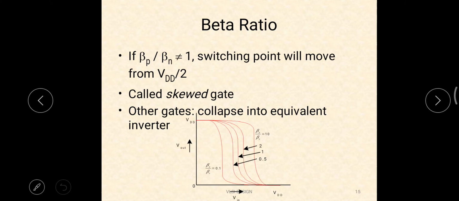When beta p by beta n is greater than 1, your DC transfer curve will shift towards the right side from the original position. If the beta p by beta n ratio is lesser than 1, your curve will shift towards the left side from the original position. So this is the effect of beta p by beta n.